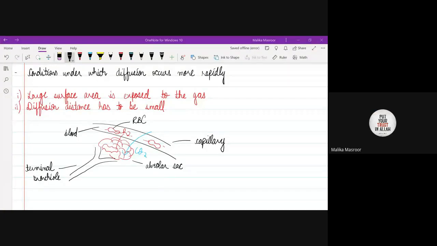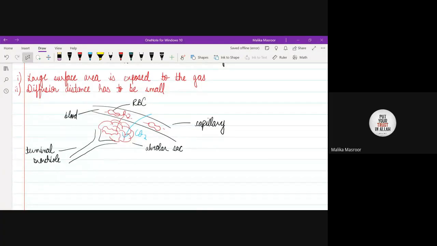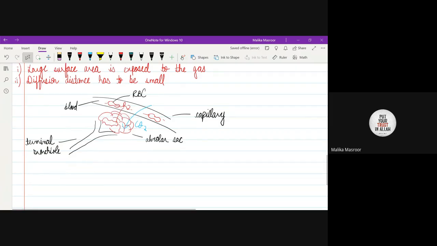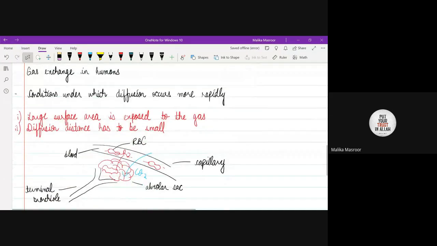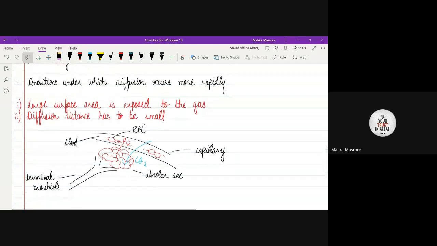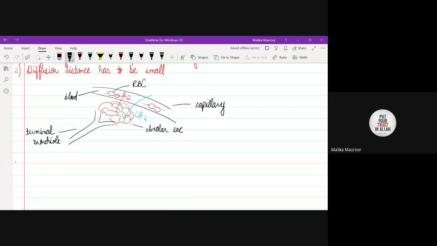Okay. Clear? Third, thin epithelium again. Thin epithelium, obviously, comes under the same category of one cell thick. Okay. After that, good blood supply, large difference in concentration gradient. Third is good blood supply.